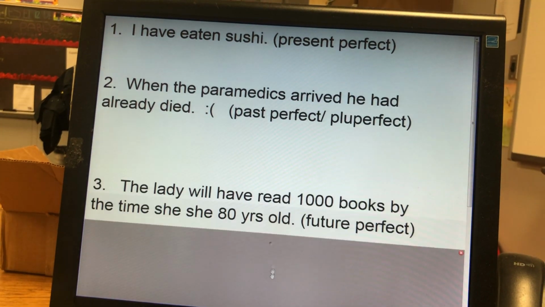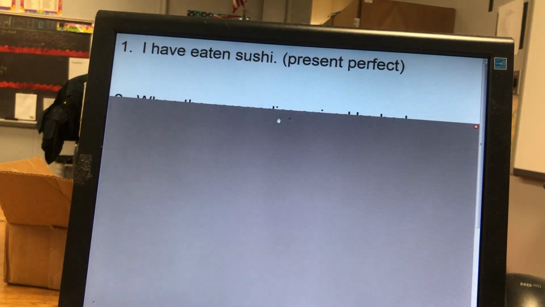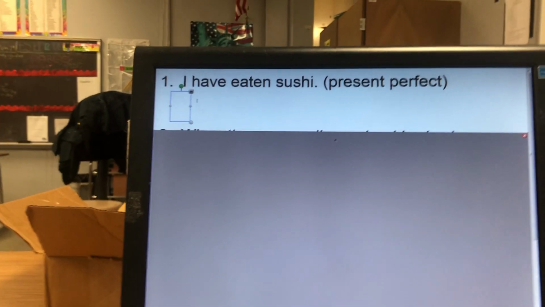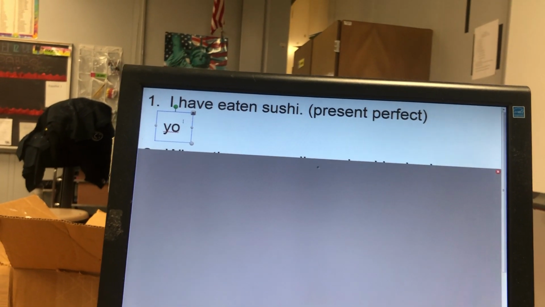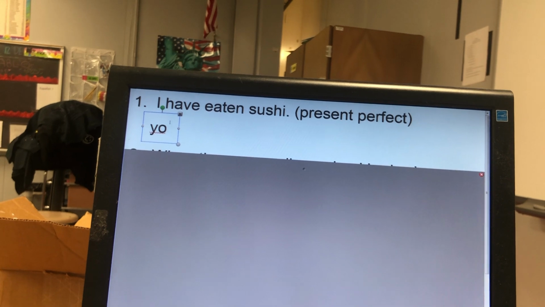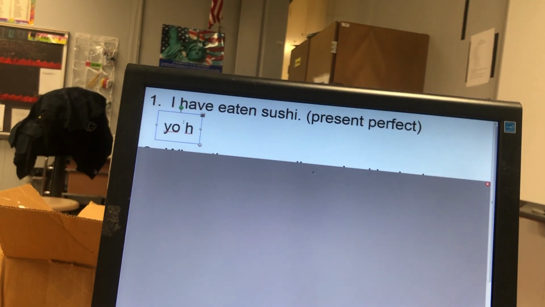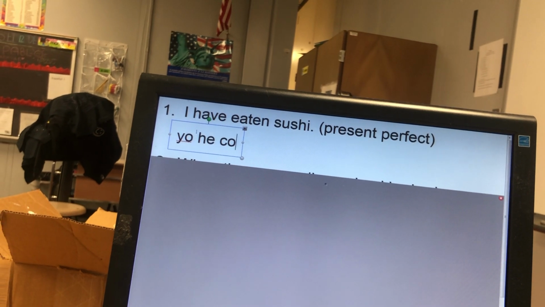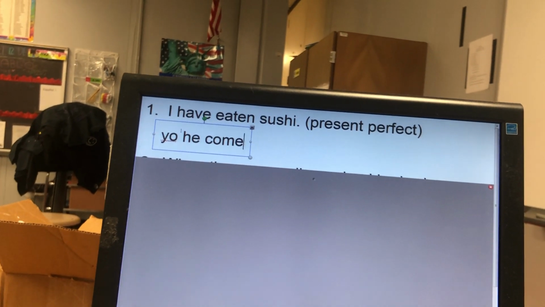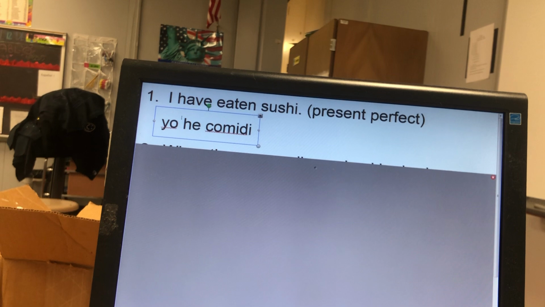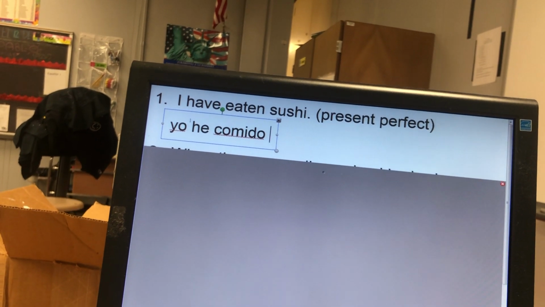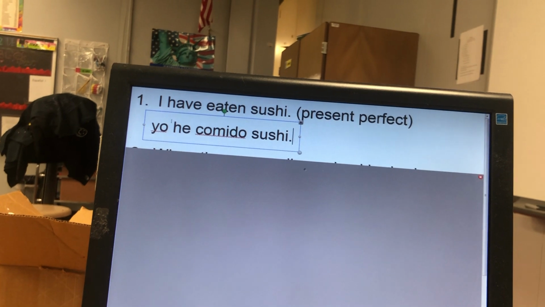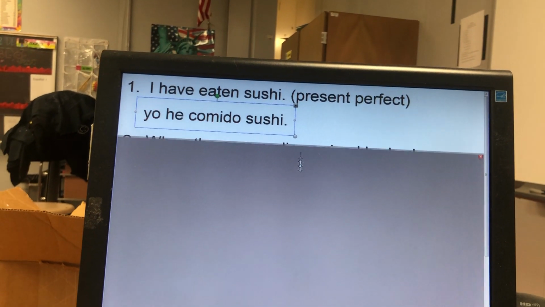Okay, here's some sample problems. I have eaten sushi, present perfect. So it's yo, and the present perfect, so you would look up the present tense, which is he, and then comer, so comer is our verb. You drop the er and you add ido, comido. Okay, so that's that.